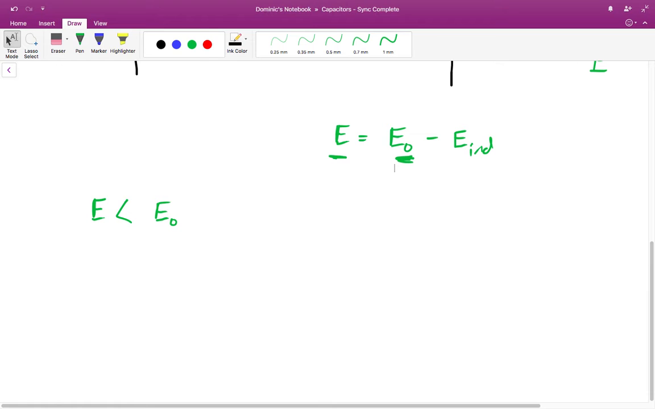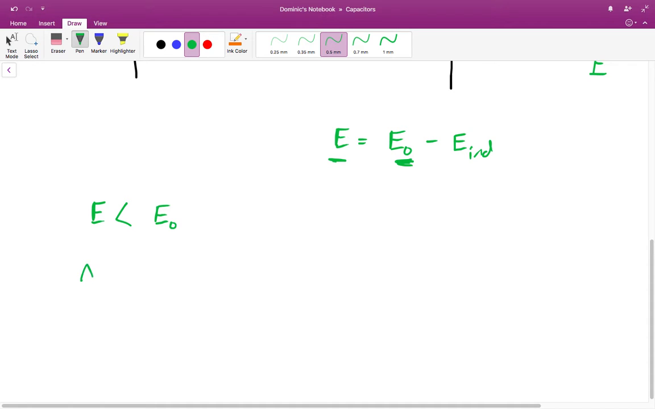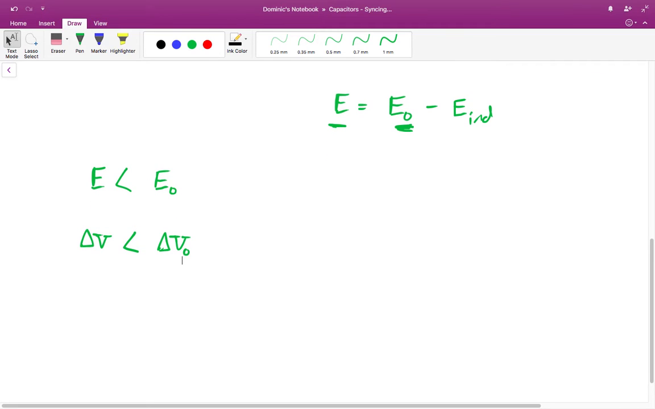If that happened, remember delta V, the electric potential, is proportional to electric field. The more electric field you have, the more potential you have. So that means that the electric potential, delta V, must have also decreased. So delta V of our capacitor changed. It's less than delta V naught.